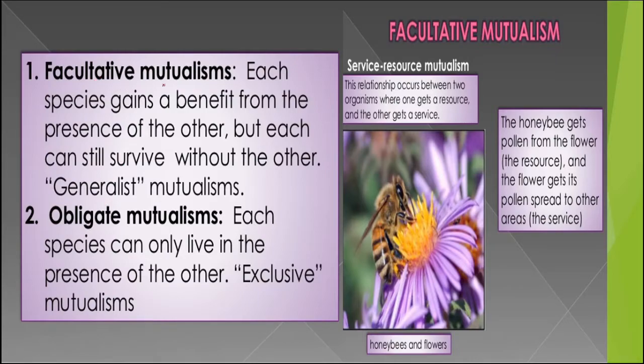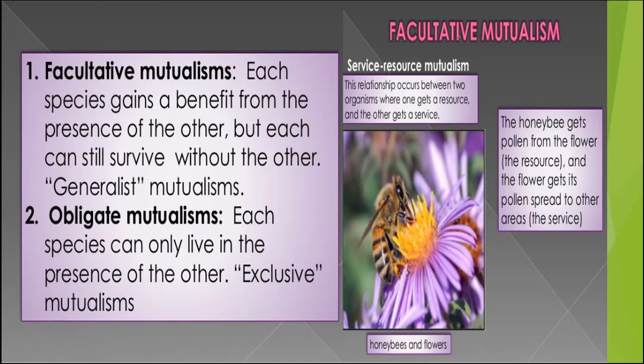In facultative mutualism, each species gains benefit from the other, but if one is not alive, the other can still survive. That means it is not dependent for its survival on that particular species. Then it is known as facultative mutualism. The other is obligate mutualism, in which if one of the members is not present or does not survive, then the other one will not survive. So these cannot live without each other.